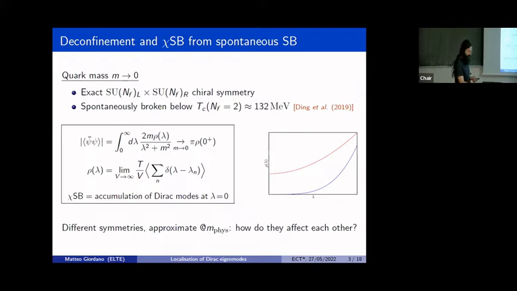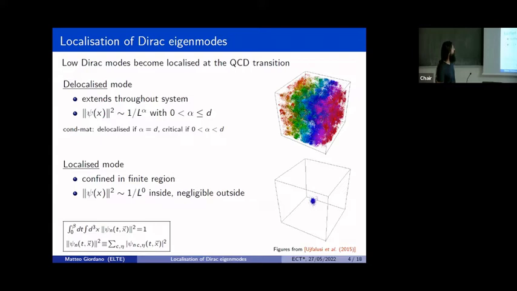And here is where the topic of this talk comes in. As a matter of fact, there is a third thing happening in the QCD transition, in the crossover. And it is that the low Dirac modes become localized there. So, just a qualitative explanation of what localized and delocalized modes are. Well, they are exactly what you think they are.